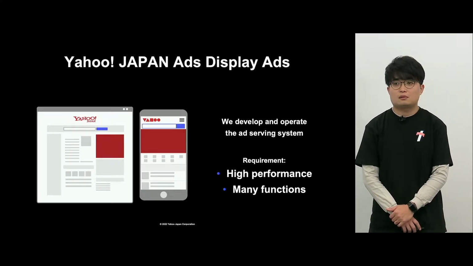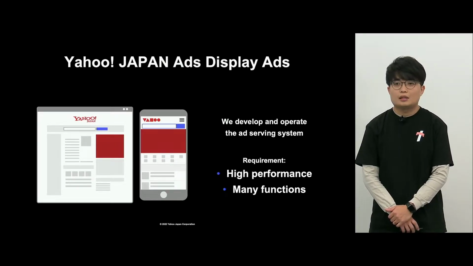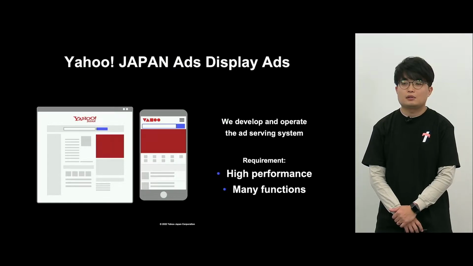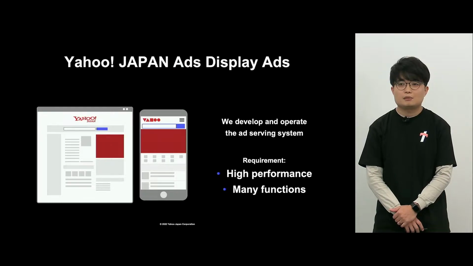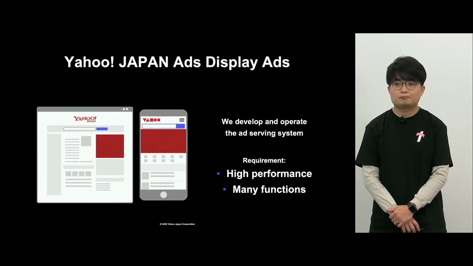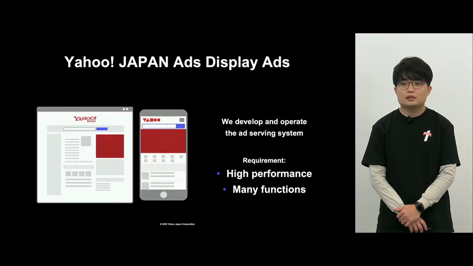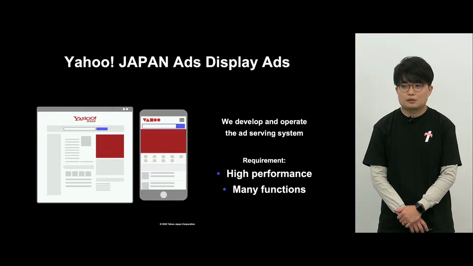First of all, let me explain about Yahoo Japan ads, display ads that our team is handling. As shown in the diagram on the left, display ads receive ad requests from various ad serving spaces, including Yahoo services on PCs and smartphones. Ad requests amount to approximately several tens of millions of RPS, requiring high performance and many functions. Our team is developing and operating such a system.